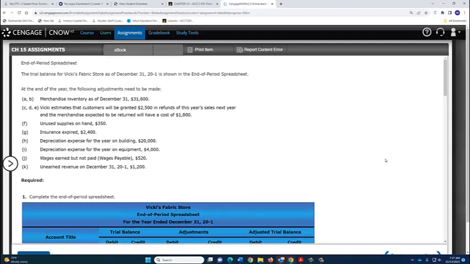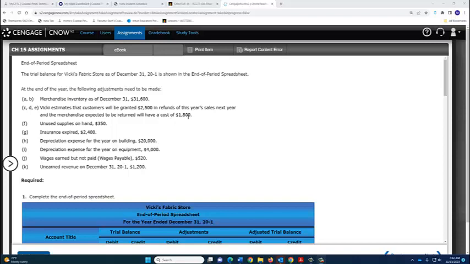Now, using the same process, we are going to adjust the estimated returns inventory figure. For C, D, and E, Vicki estimates that customers will be granted $2,500 in refunds of this year's sales next year, and the merchandise expected to be returned will have a cost of $1,800. Now, the refunds are the retail amount that we are going to owe our customers on returned items. The $1,800 is the amount of the cost of the inventory they're returning.